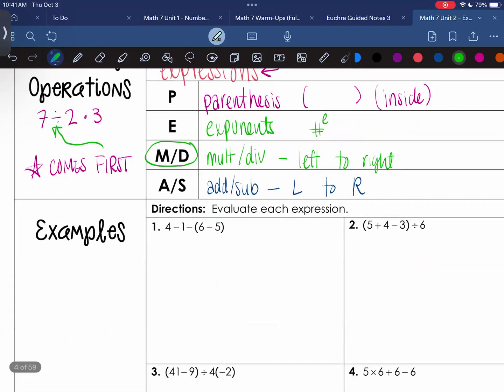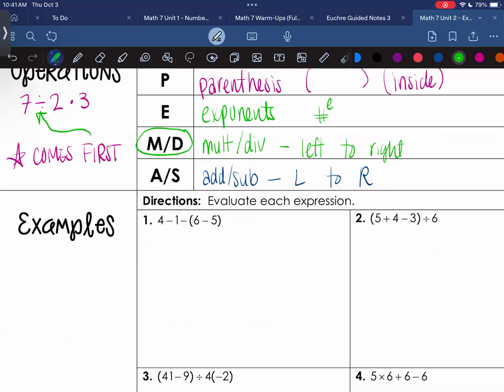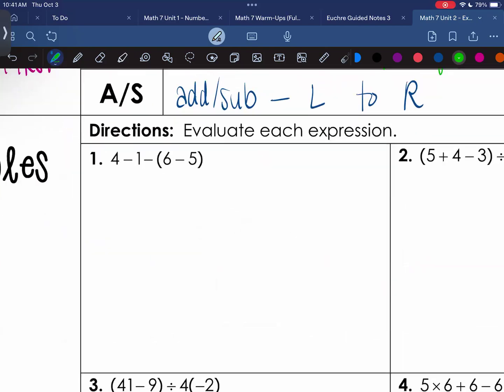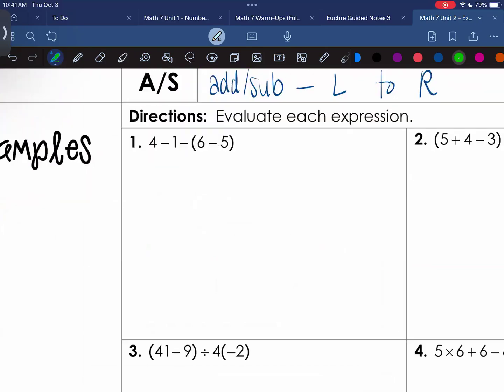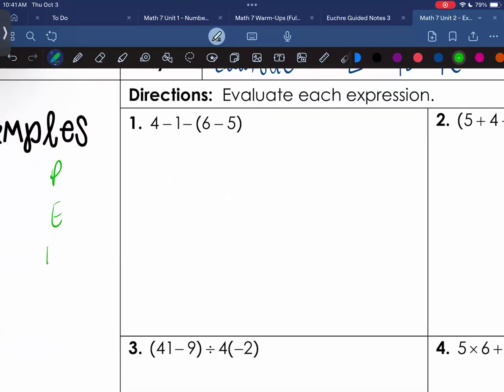All right, let's take a look at number 1. I'm going to start at the top of the list, so I'm just going to rewrite it over here. PEMDAS. Remember, these go together and these go together. Okay, do I see any parentheses? Yes, I do. So I need to solve everything in the parentheses first. So I'm going to rewrite the rest of my problem, and then I'm going to just solve my parentheses.